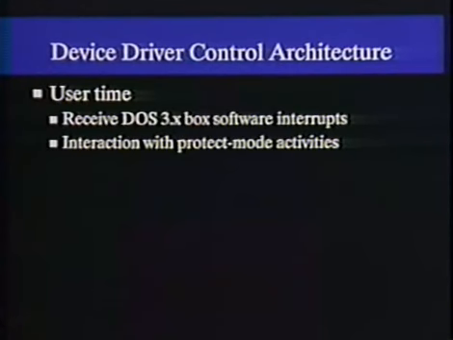At user time, the device driver gains control through a 3xBox software interrupt. The device drivers typically want to do this because they would like to gate access to the ROM, for example, to provide compatible int13 access in the case of copy protection. And there is some sophisticated interaction with protect mode activities that may need to take place. This is most commonly used in the case of, as I pointed out, int13, when a disk device driver would like to wait until all protect mode activities cease before allowing the int13 to go through the ROM in as compatible a fashion as possible.